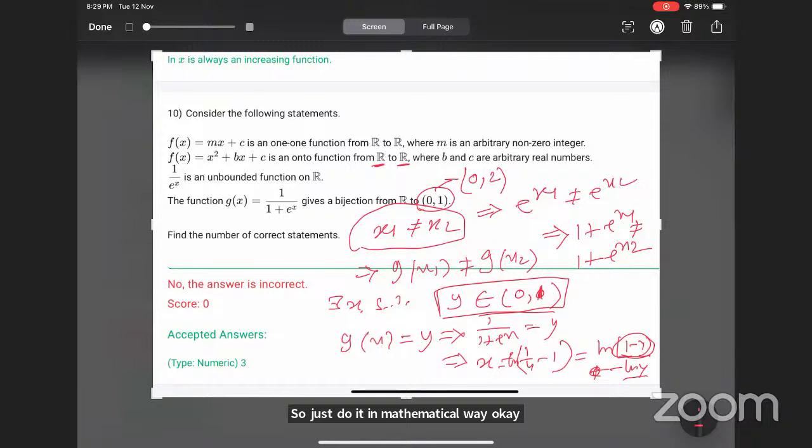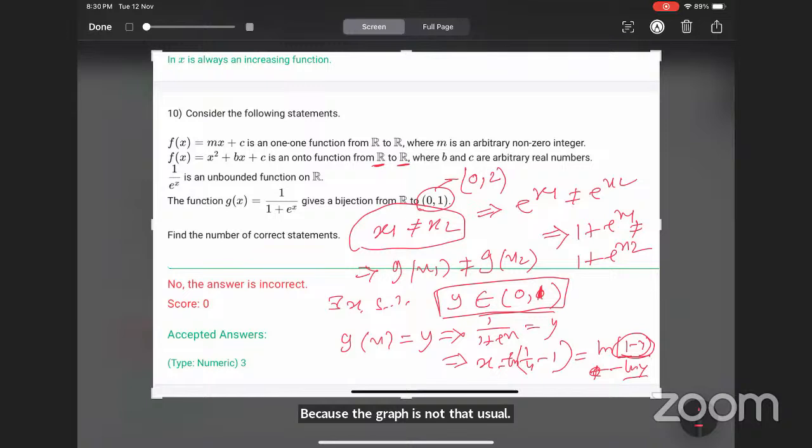Mathematical way is the best way if you have some unknown graph. But if you have something known, like e power x or a parabola type of thing, then you can draw a graph and analyze these things. Just like option 2, the graph of a parabola is common, right? We all know it, so we can simply draw some conclusion. But for option 4, it's better to follow the mathematical process, because the graph is not that usual.